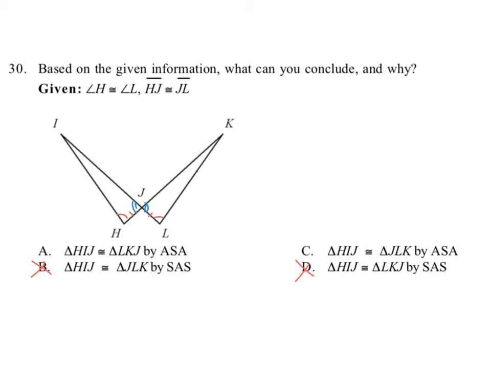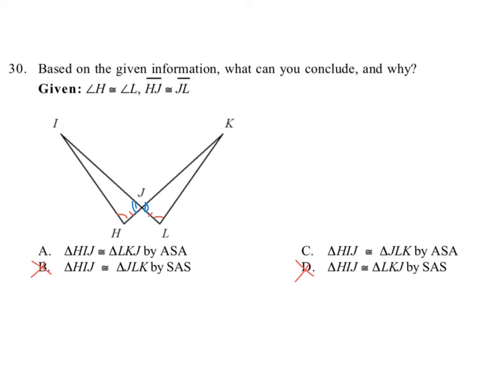Now let's check whether the congruent statement for A is correct. So A says HIJ is congruent to LKJ. So let's see, does H correspond with L? Yep, it does. Does I correspond with K? I corresponds with K, yep. And does J correspond with J? Yes, they're sharing that vertex, so it corresponds. So it seems like it's A.